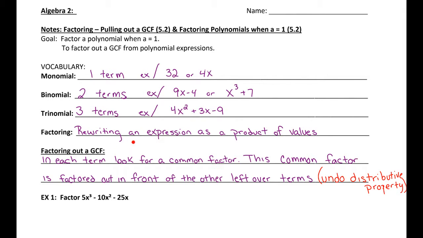When we factor, we will be rewriting an expression as a product of values. In each term, we are going to look for a common factor. This common factor is factored out in front of the other leftover terms. So we are undoing the distributive property. Let's look at factoring example number 1.